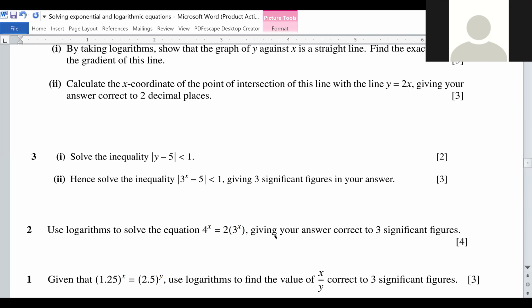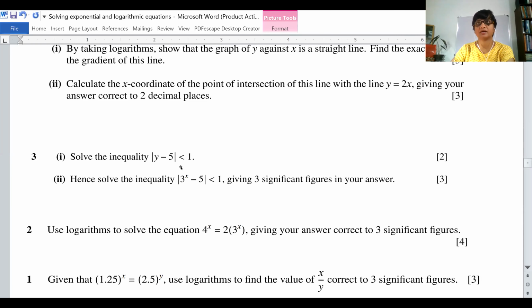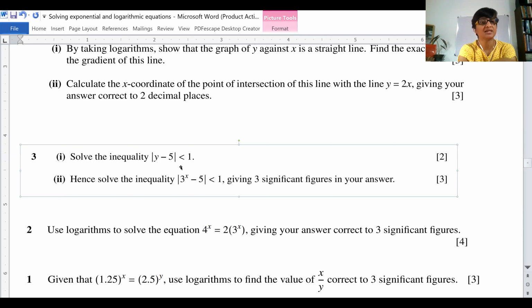Which question again? Third one. Oh, this, okay. I mean, you put number two or something. Now, this three means these are taken from past papers. It's the third question in that particular paper.